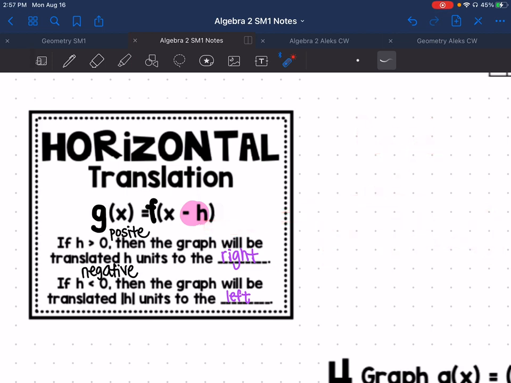H is a sneaky number. H is tricky. It's a bit of a trickster, and it's trying to mess you up. Don't let it. You know what's happening. It's just the opposite of what it appears. Okay, if it appears to be positive, remember it's really negative and you're moving to the left. If it appears to be negative, it's really positive and you're moving to the right.